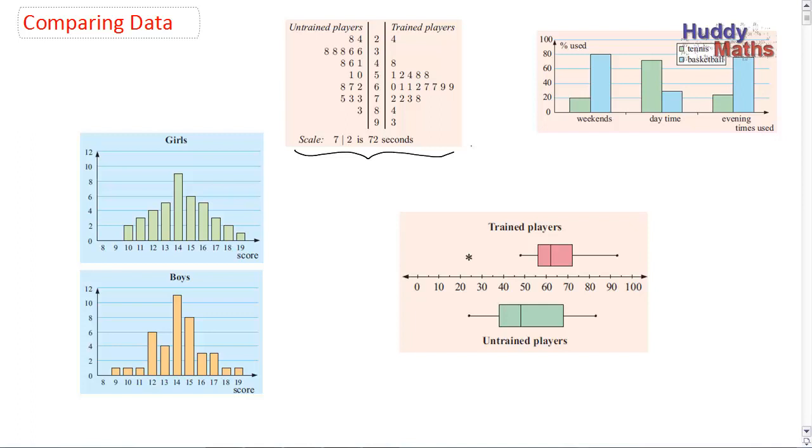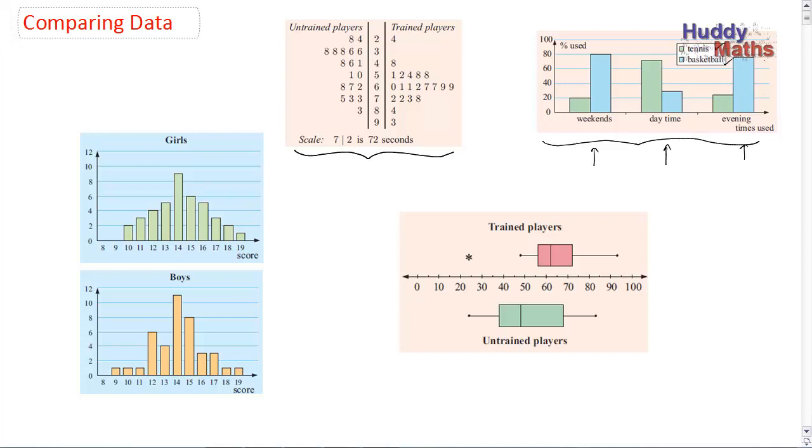What about that? And over here, the sort of questions, how should you be using your tennis or basketball court that you're hiring out to the public? What's the use on the weekends, the daytime and the evening between tennis and basketball? What do people prefer to use? So you can see there are a lot of things that we can compare here, and there's lots of ways of doing it.